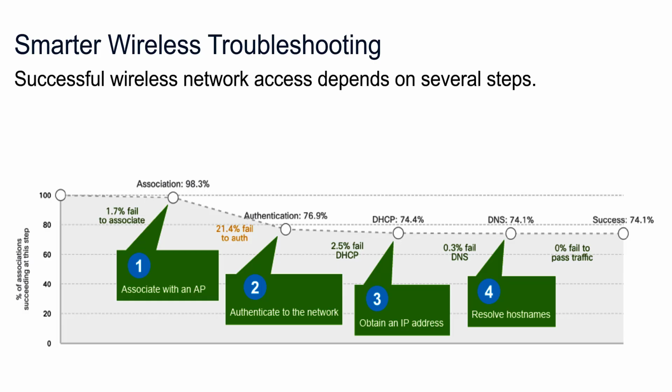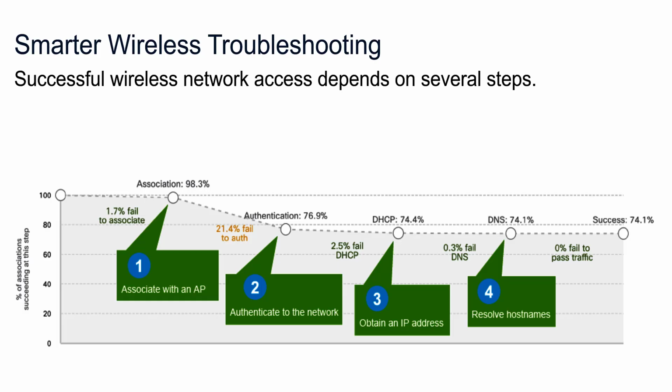So let's say the association is 98%, but authentication is 76%. We immediately know that the radio frequency is fine, the RF spectrum is fine. The problem is related to AAA. So we don't need to check cabling. We don't need to analyze the radio frequency spectrum. We don't have to debug our switching. We go straight to the RADIUS logs.